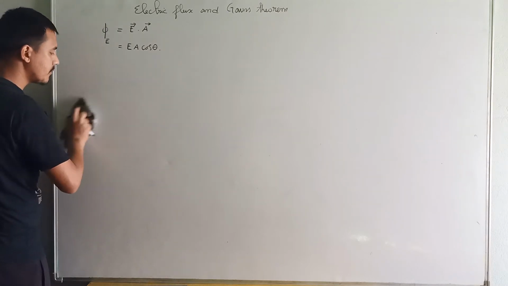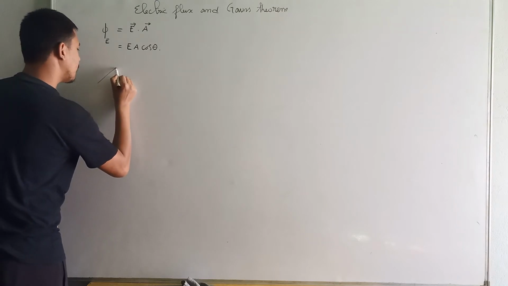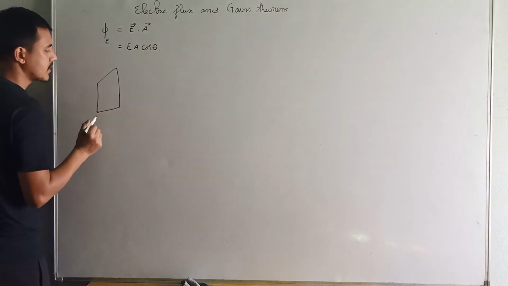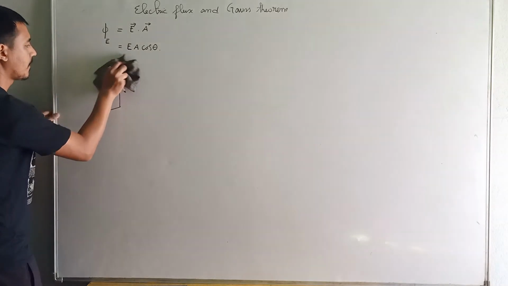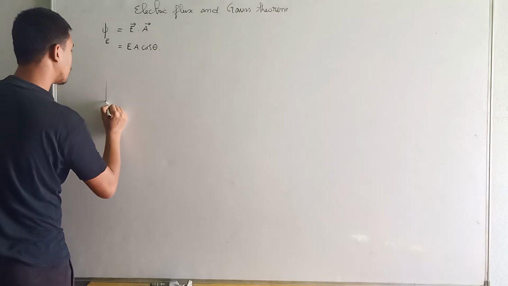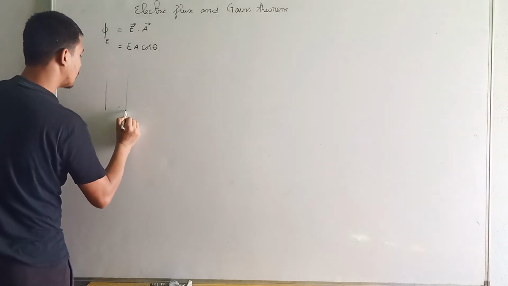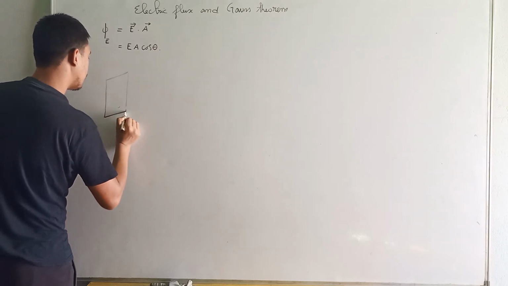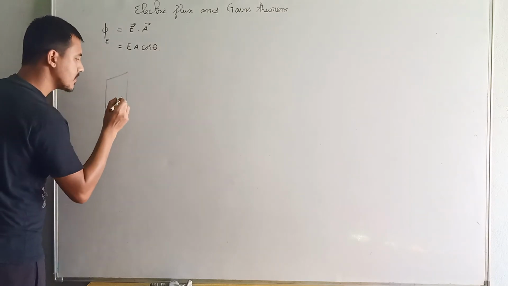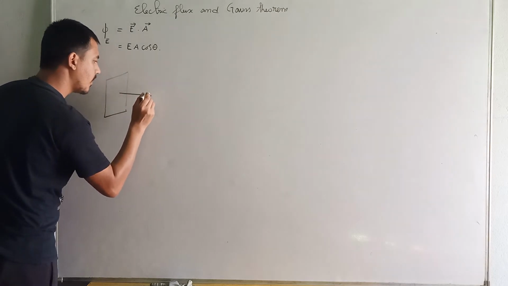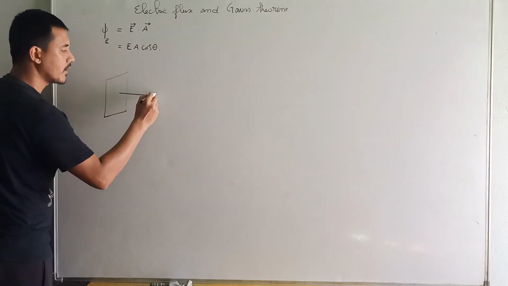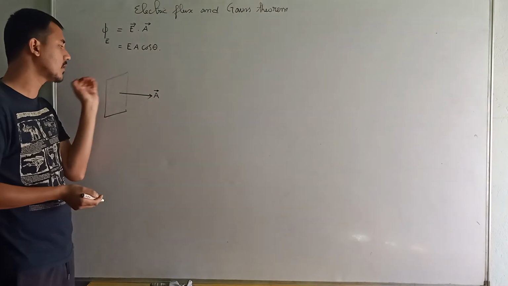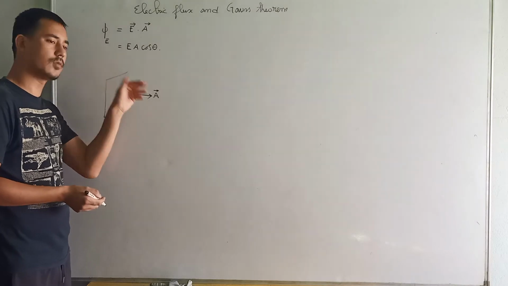Okay, let me make it easier for you, just like the previous case. I'm going to draw like this. I'm very poor at figures, that's the problem. Suppose this is a surface. This is your area vector. The area is directed perpendicularly outwards, right?